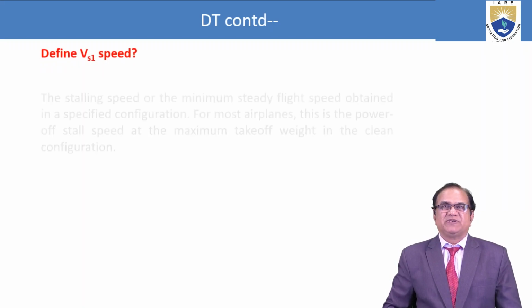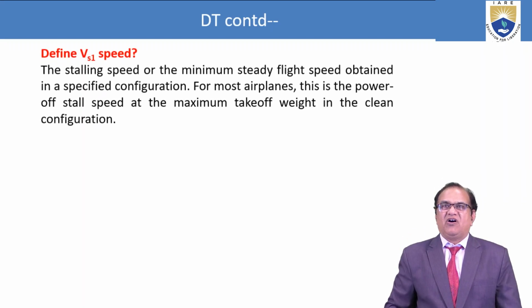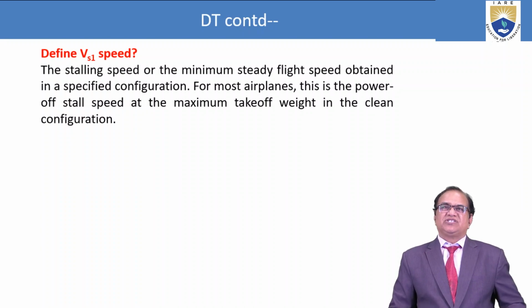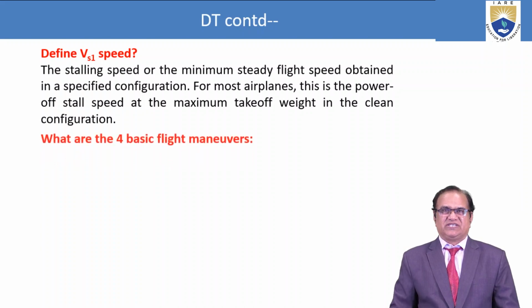Define VS1 speed. The stalling speed or the minimum steady flight speed obtained in a specified configuration. For most airplanes, this is the power-off stall speed at the maximum takeoff weight in the clean configuration.